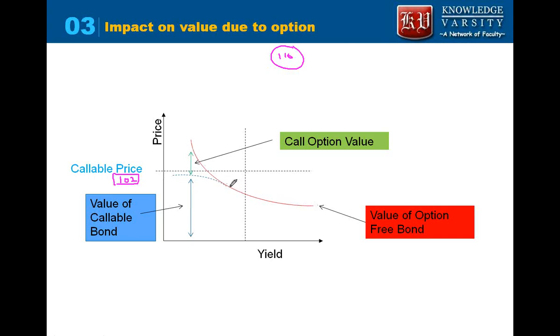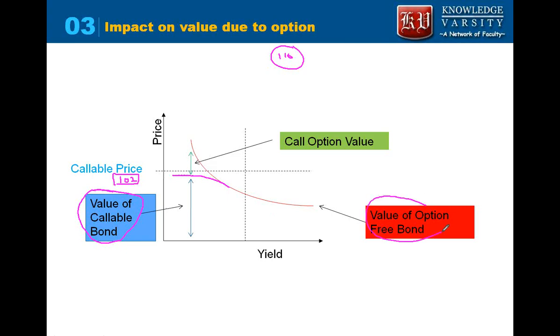So this is the value of an option free bond. For a bond with an embedded option, it will follow this path, that is, the price cannot be more than the call price. Instead of following this positive convexity, it follows a negative convexity. That is, as yield decreases, the price increases but at a decreasing rate, or it flattens out. So it cannot be more than the $102. This price is the value of a callable bond.